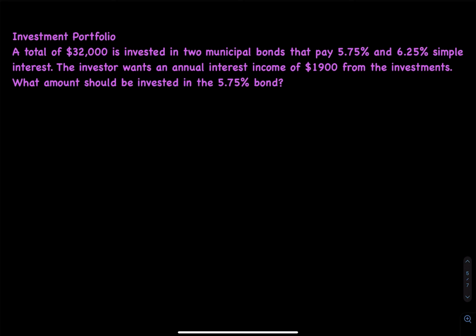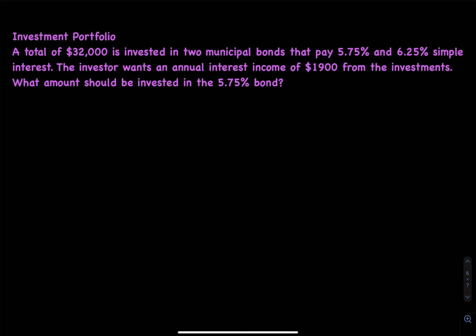System of linear equations involving an investment portfolio. A total of $32,000 is invested in two municipal bonds that pay 5.75% and 6.25% simple interest. The investor wants an annual interest income of $1,900 from the investments.